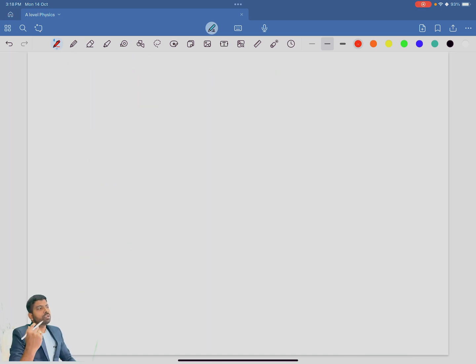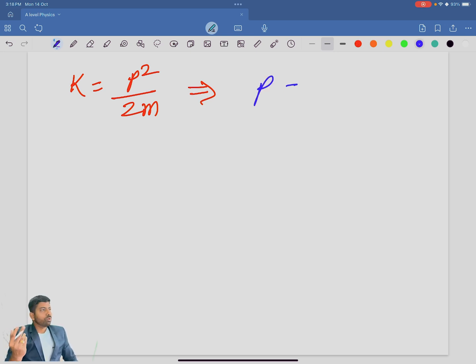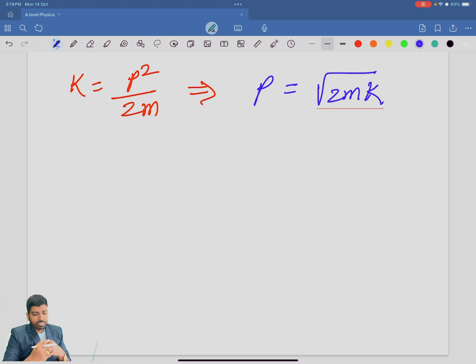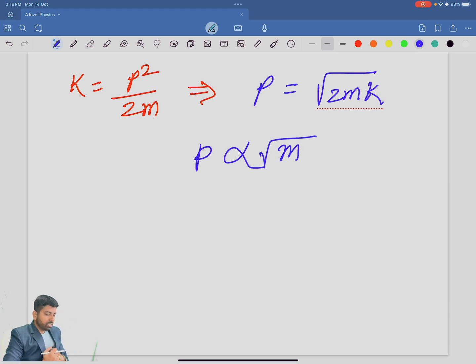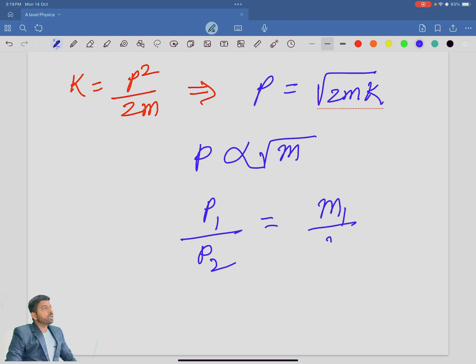So we know that the kinetic energy is equal to P square by 2m, or I can write momentum is equal to square root of 2mK, where K stands for kinetic energy. So in this question, if the kinetic energy is constant, then can I write momentum is directly proportional to the square root of mass? Answer is yes.